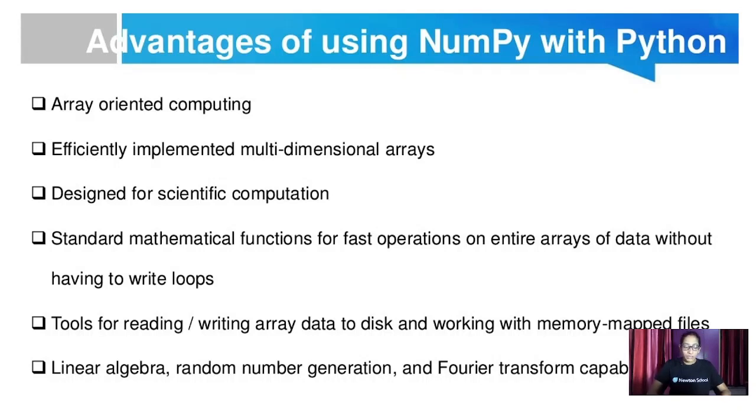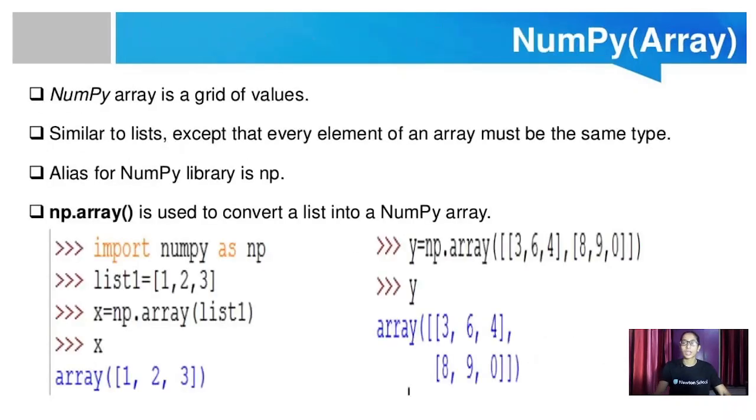The fifth point is that it has tools for reading and writing array data to disk, and it handles a lot of memory allocation along with file management. Examples of what we can implement are linear algebra, random number generation, Fourier transformation and many more.